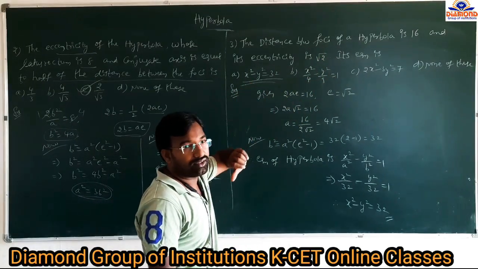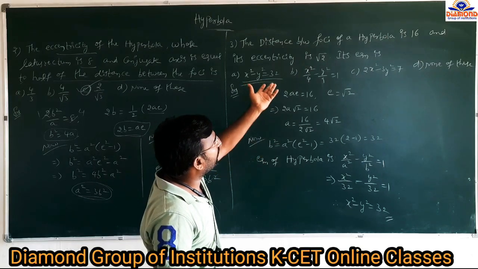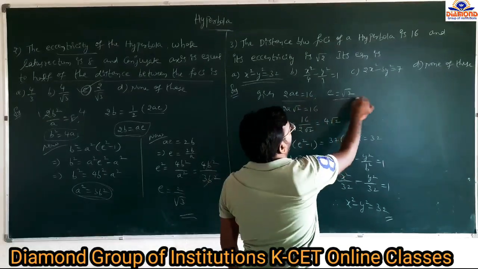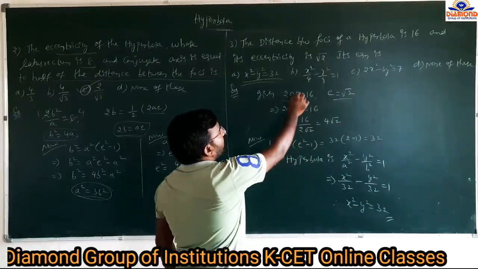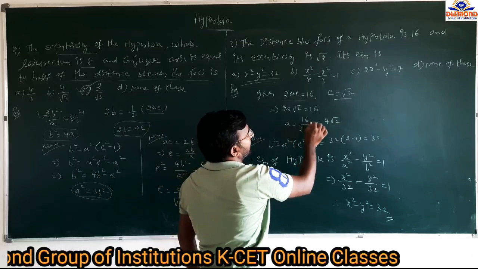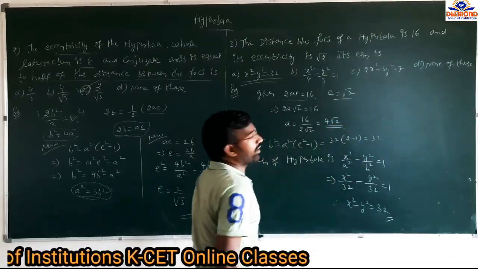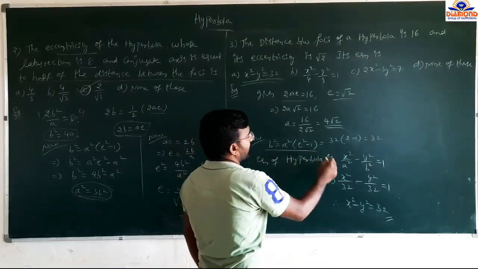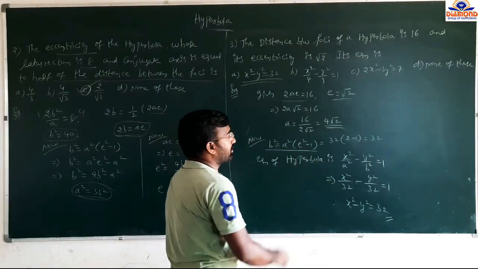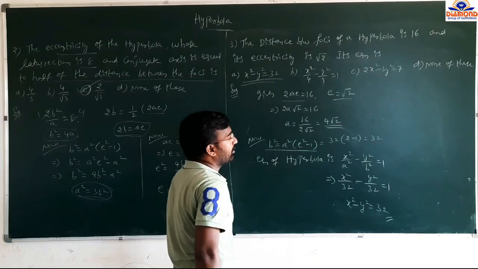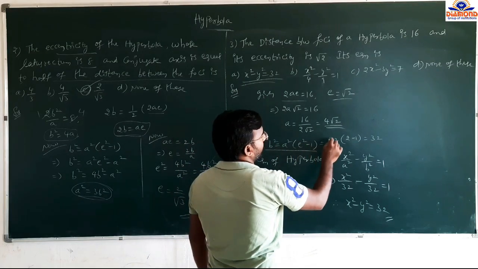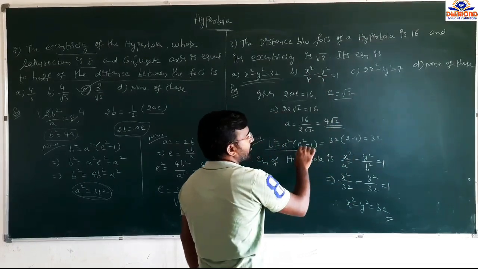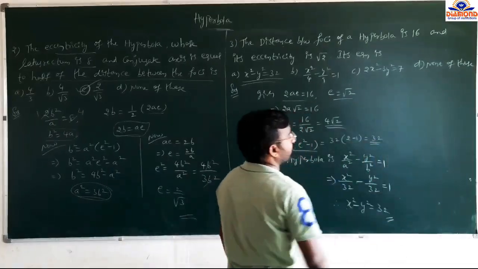That is one method. Otherwise, if you follow the general method, you can take 2AE equal to 16, E equal to root 2. Substituting here, you get A equal to 16 by 2 root 2, which is 4 root 2. You got the A value. How to find B? We know the relation B square equal to A square of E square minus 1. So A square, 4 root 2 whole square, is 32, into E square minus 1, E square is 2, minus 1, equal to 32 only.